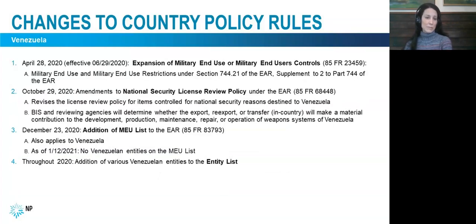Venezuela, so again, 744.21 applies to China, Hong Kong, Russia, and Venezuela, so the same change here, same change for the policy. Now, with the MEU list, I checked as of this morning, there's no Venezuelan entity that has been added to the MEU list, and the last iteration was of 1/14. Also, entities and individuals have been added to various U.S. sanctions, so it's been a pretty active year for Venezuela too throughout 2020.